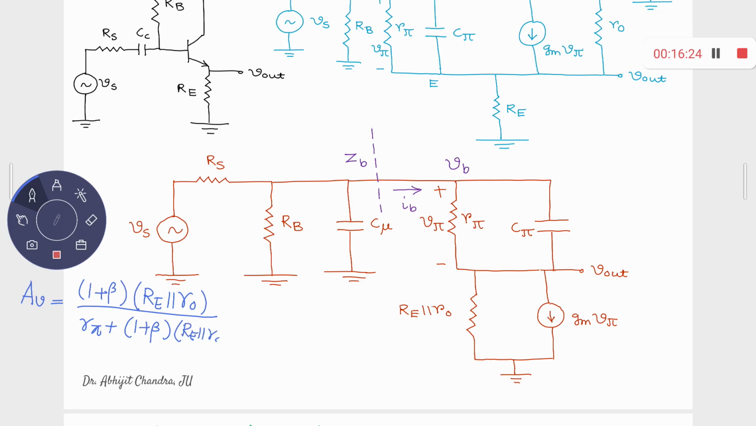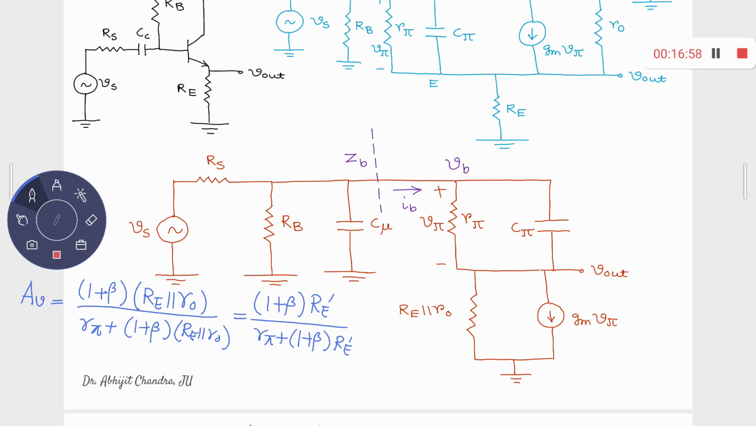Apart from that, you have some coupling loss in the form of Ri by Rs plus Ri. So forget about this part and just focus on this one: 1 plus beta times Re parallel R naught divided by R pi plus 1 plus beta times Re parallel R naught. I can call Re parallel R naught your Re prime here, so this is 1 plus beta times Re prime divided by R pi plus 1 plus beta times Re prime. That is the expression for AV, right?